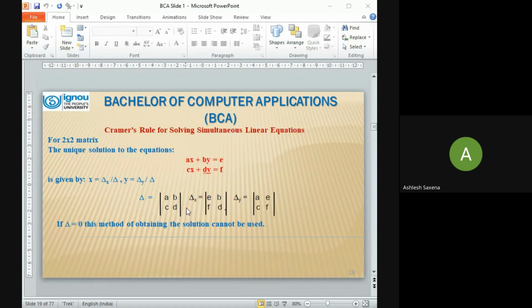I'm just repeating how it is solved. First of all, write a, b, c, d in the same order. For delta x, replace this a, c, because these are the coefficients of x, by these constants, e, f. And similarly for y, replace this b, d by these constants, e, f, and solve it.